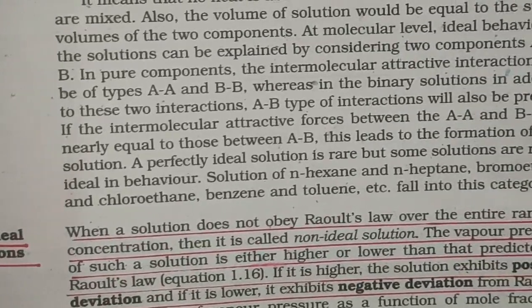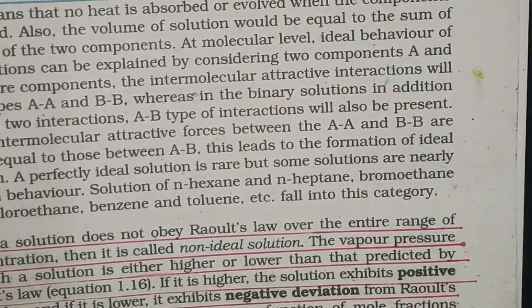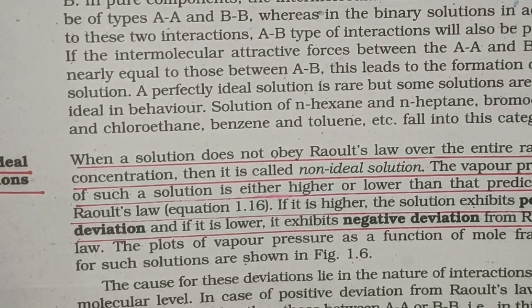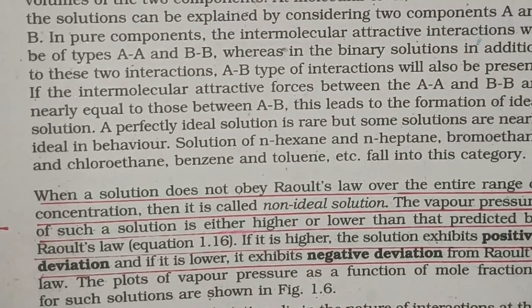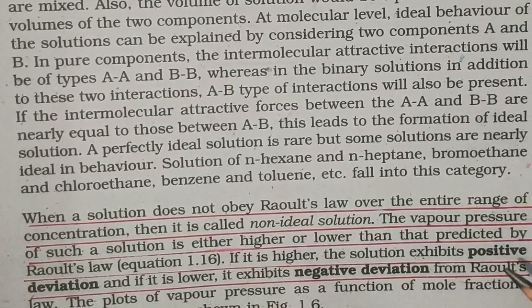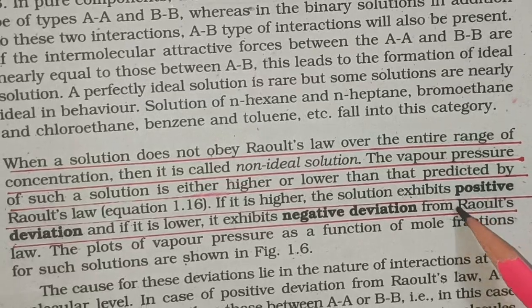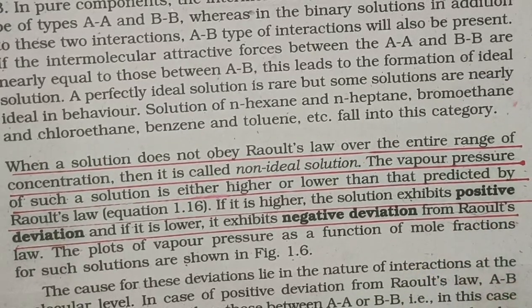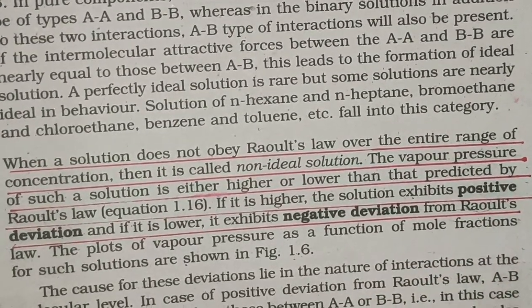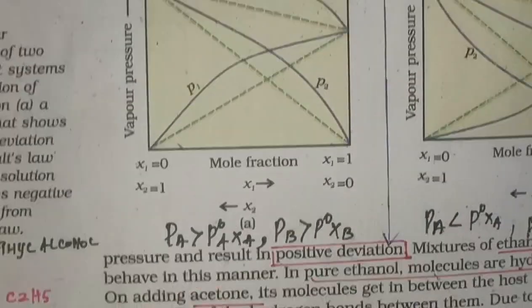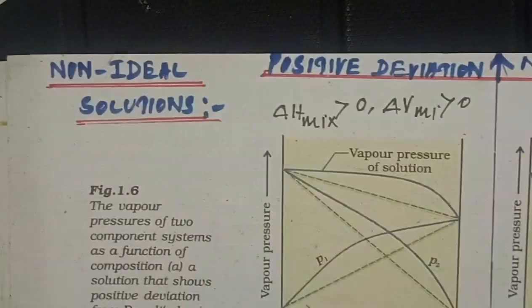Non-ideal solution. When a solution does not obey Raoult's law over the entire range of concentration, it is called a non-ideal solution. The vapor pressure of such a solution is higher or lower than predicted by Raoult's law. If it is higher, the solution exhibits positive deviation. If it is lower, it exhibits negative deviation from Raoult's law. Now we are going to see the mixtures which exhibit positive deviation and which show negative deviation.